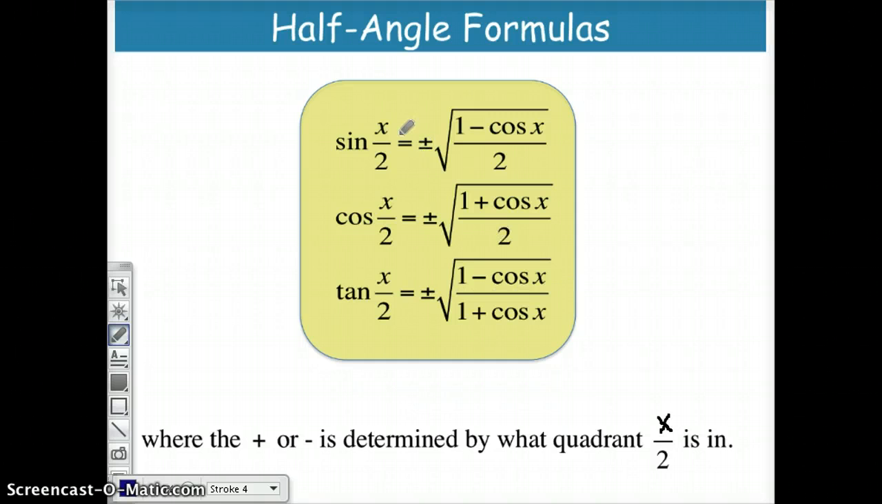So if your original angle is, let's just say, a second quadrant angle, and you're doing the sine, well, sine's always positive in the second quadrant, you would choose the plus. If your original angle is in the second quadrant and you're doing cosine, cosine's always negative in the second quadrant, you would choose the minus. So you choose one or the other depending on which quadrant the original angle lies.